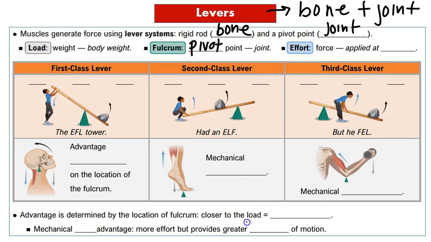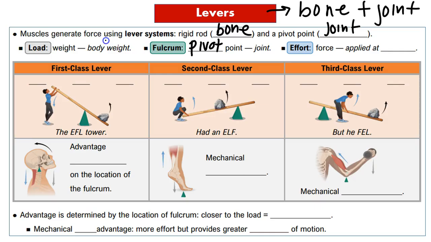And then finally we have the F. This is where our force is coming from. Remember, muscles generate force. How do they generate force? Using lever systems. So we have the weight, we have the joint, now we need the muscle to apply that force, okay? So where's that? Some folks will be like, okay, where's the muscle? The muscle itself applies the force.